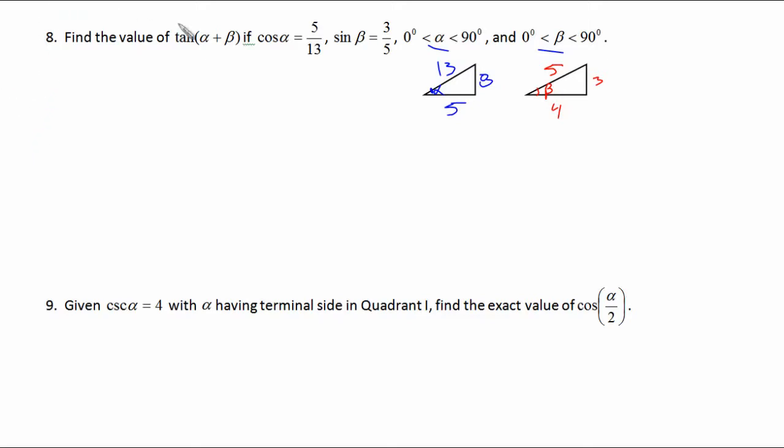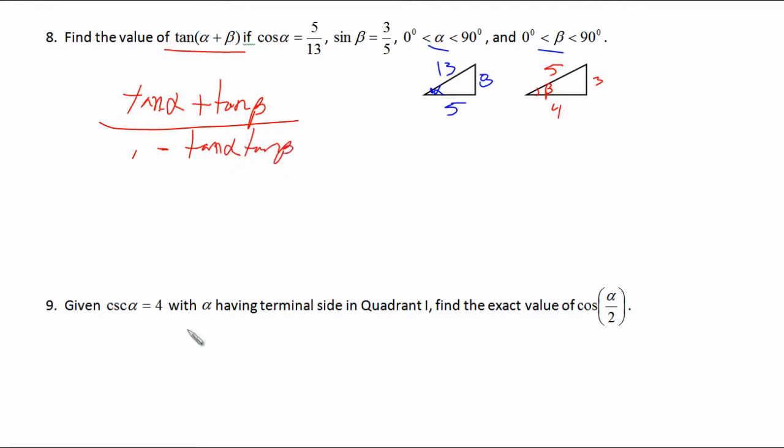And I see that the tangent of the sum of 2 angles formula is the tangent of alpha plus the tangent of beta over 1 minus tangent alpha times the tangent of beta. So it's the 2 added together and then over 1 minus the 2 multiplied. So now we'll just go ahead and begin to substitute values.